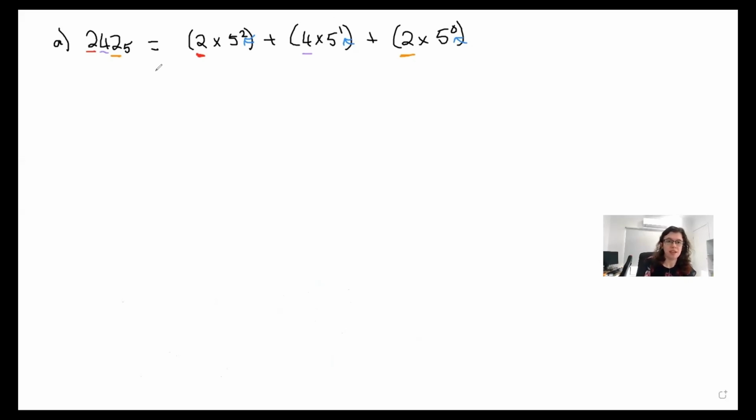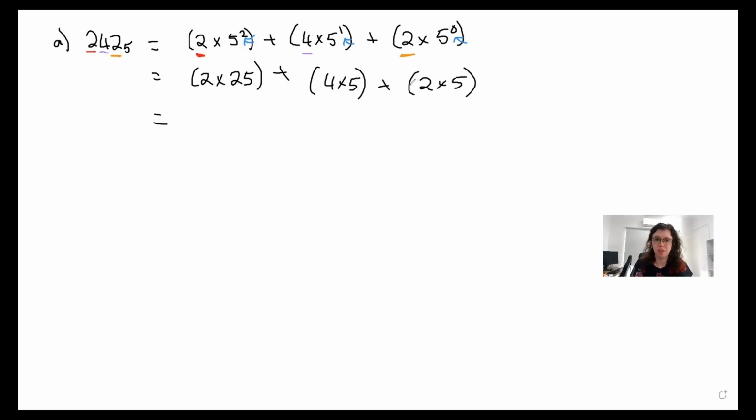So back to the actual task at hand, let's start to solve this. So we have 2 times 25 plus 4 times 5 plus 2 times 1, since 5 to the 0 is 1. That's 50 plus 20 plus 2, which gives us 72 with a base of 10.